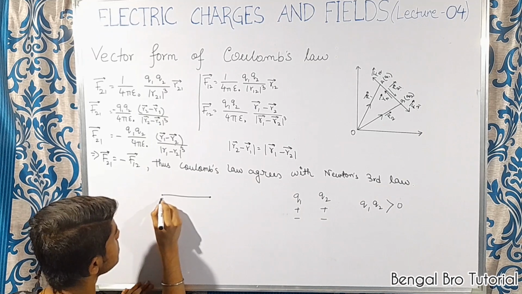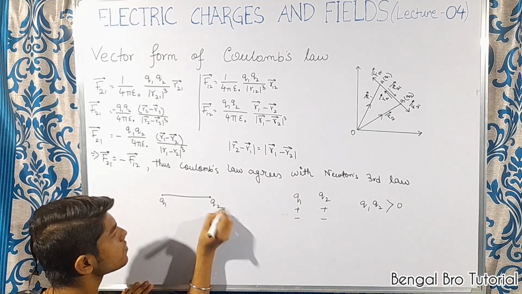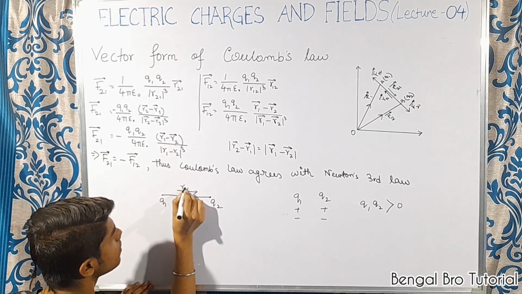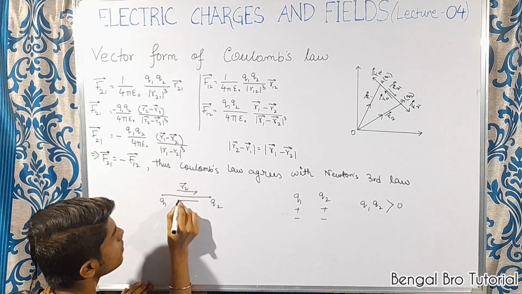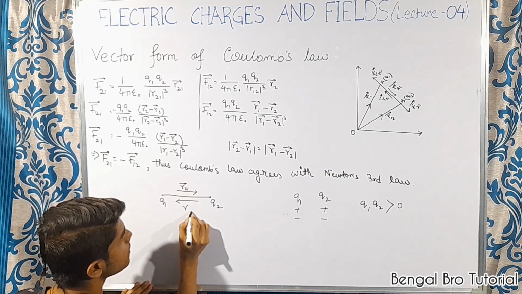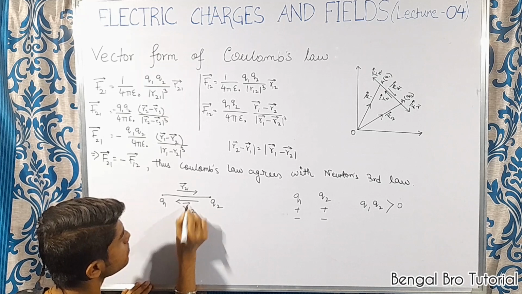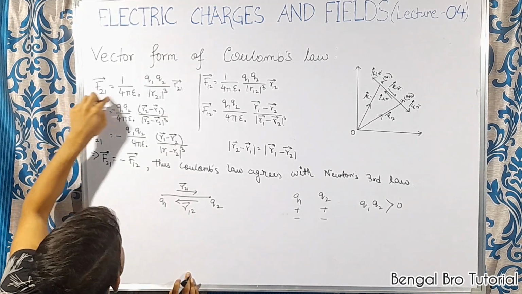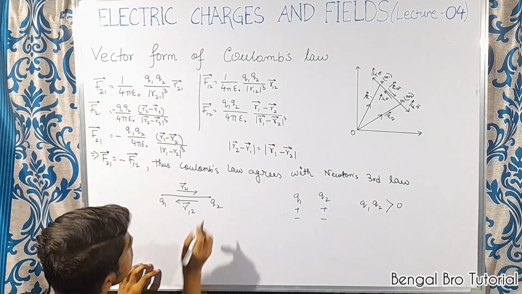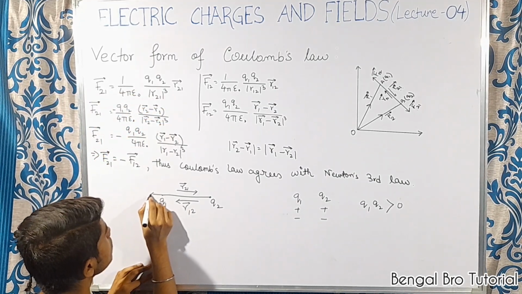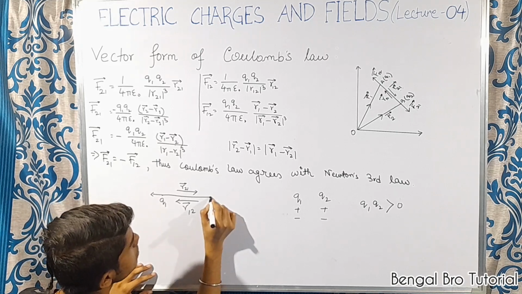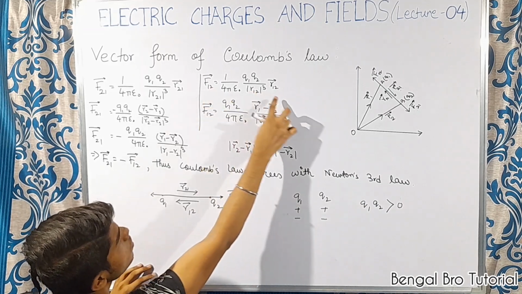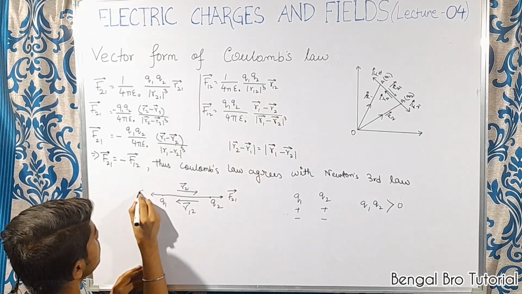Then in such a case, the direction of F21 will be along R21 and direction of F12 will be along R12.